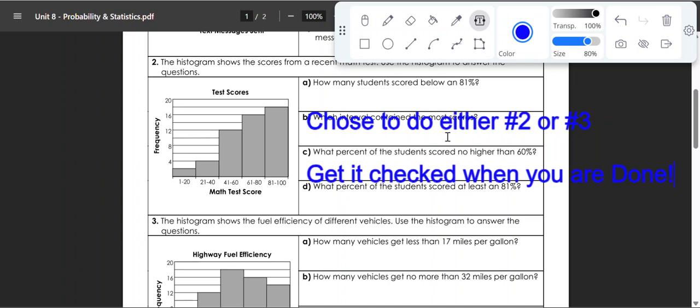So what you have to do now is choose between number 2 or number 3. I don't care which one you do. You choose one, and then get it checked by me when you're done.